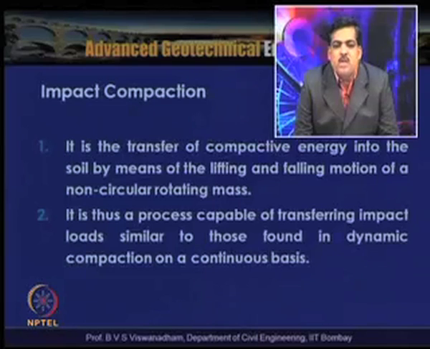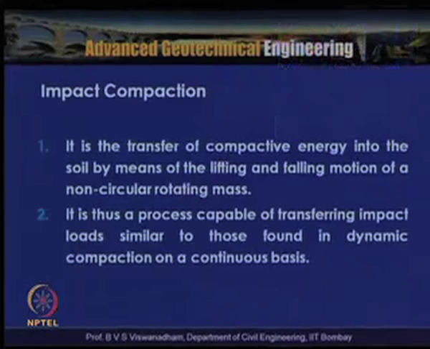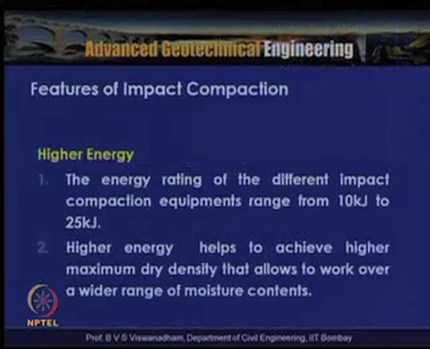So, impact compaction is the transfer of compactive energy into the soil by means of the lifting and falling action of a non-circular rotating mass. As I said, the features include the energy rating of the different impact compaction equipments, which ranges from 10 kilojoules to 25 kilojoules, and higher energy helps to achieve higher maximum dry density and allows work over a wide range of moisture contents.